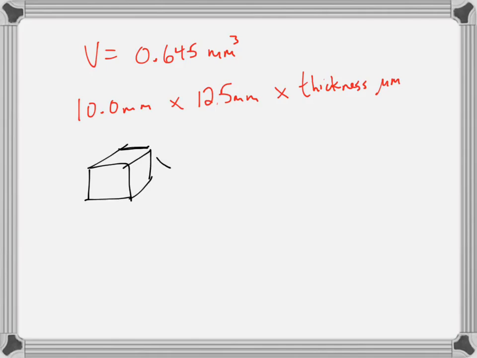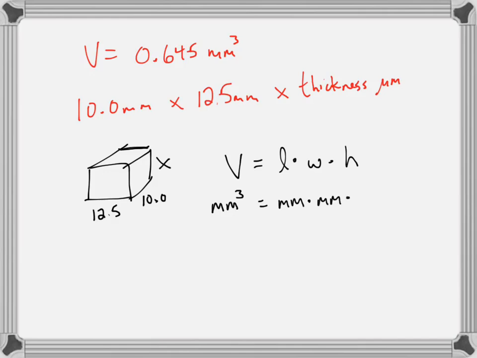We've got some object with some unknown thickness, and we know some of those dimensions. And we know that if we take a volume, our volume is going to be multiplying all of those out. It's our length times our width times our height. What's the unit on our volume? Millimeters cubed. What's our unit on our length? Millimeters. What's our unit on our width? Millimeters.